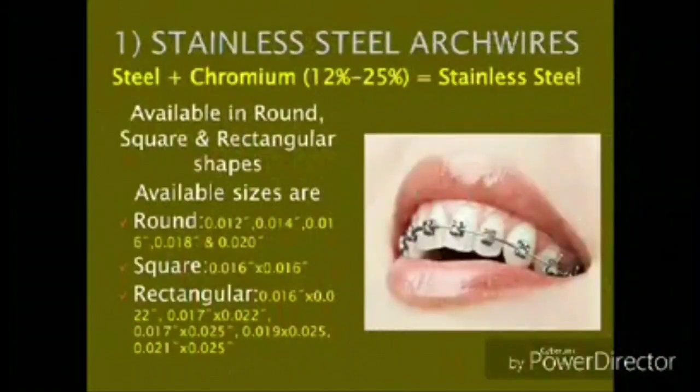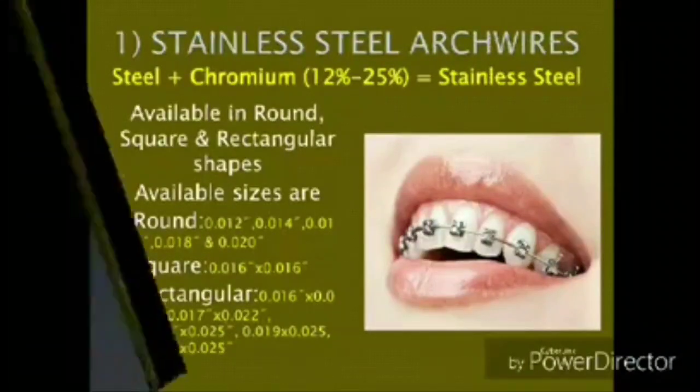First, let's talk about stainless steel archwires. Steels are iron-based alloys that contain less than 1.2% carbon. But when 12 to 25% of chromium is added to the steel, the alloy is called stainless steel. These archwires are available in round, square and rectangular shapes, and each shape has different sizes available.